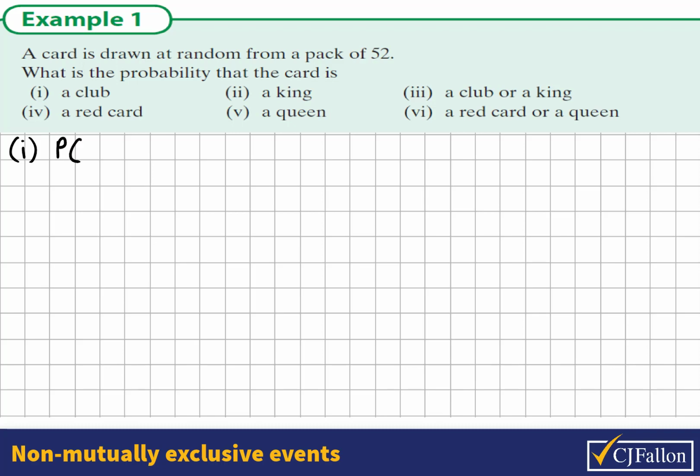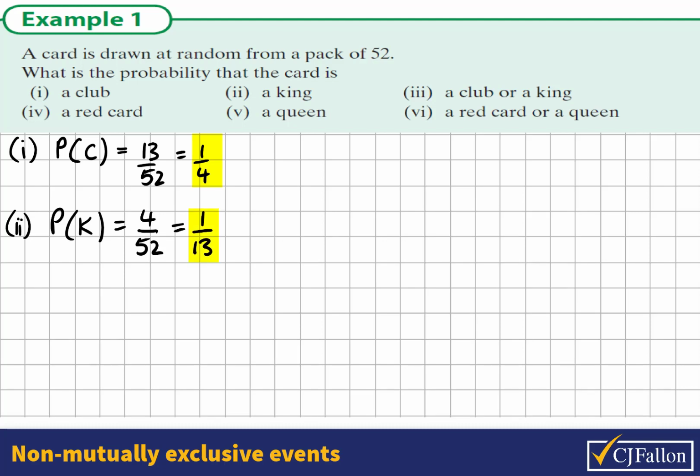So the probability of it being a club, I'll just use the letter C here for club in this question, would be either 13 out of 52 or 1 in every 4 cards is a club. The second question I'm being asked is, what is the probability of it being a king? Well, we know that there are 4 kings in a pack of 52. We also know that there's 1 in every suit, or 1 in every 13. That's the way of writing this.